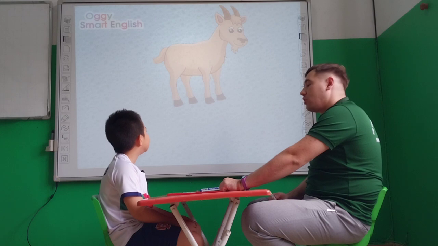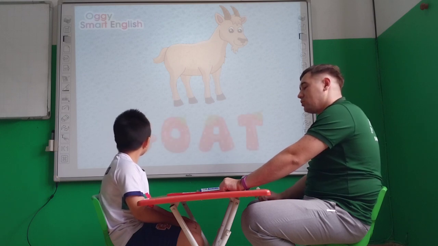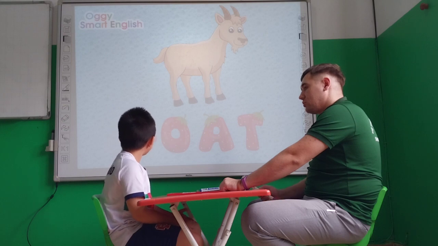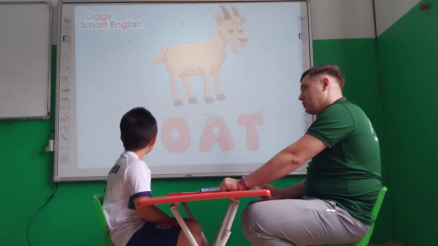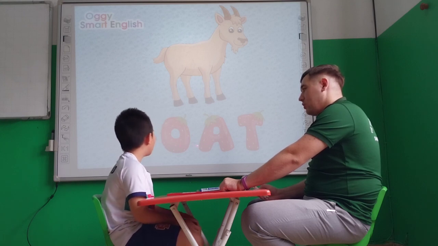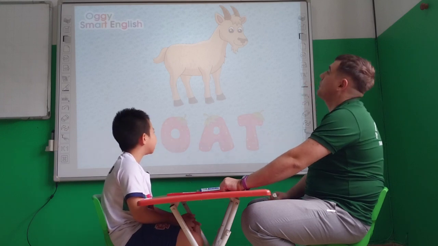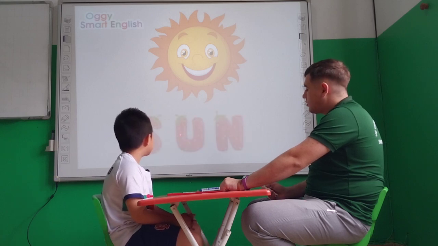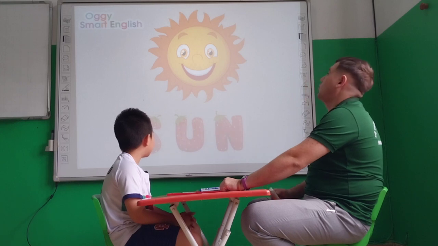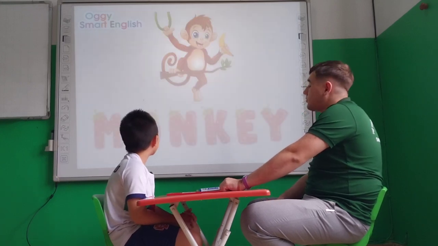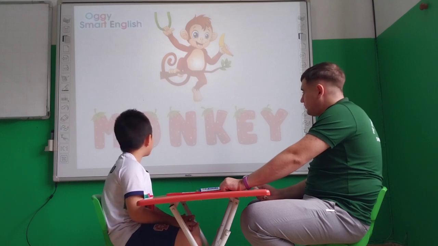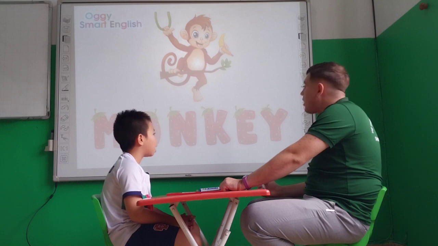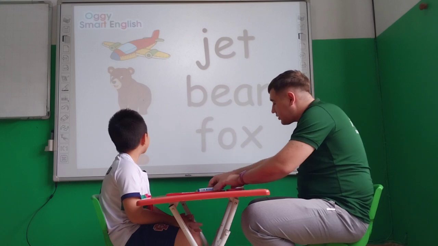What is it called? Goat. How do you spell goat? What letter is it? G. C. O. I. T. Very nice. What is it? Sun. How do you spell sun? S. Z. U. N. Okay, what is it? Monkey. Spell monkey for me, please. M O N K E Y. Y, very good.